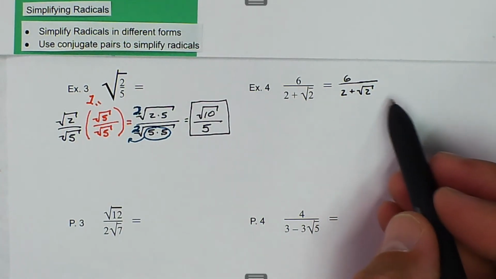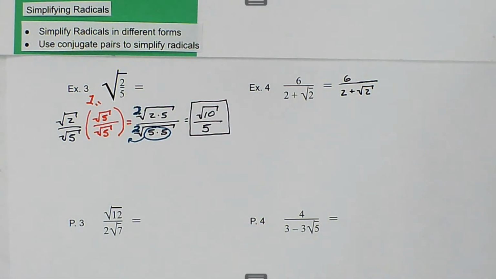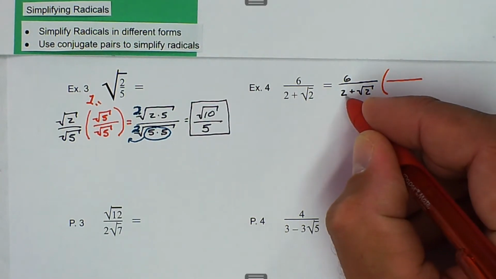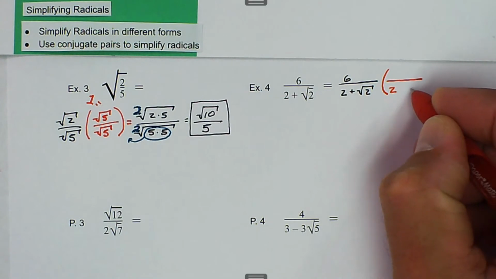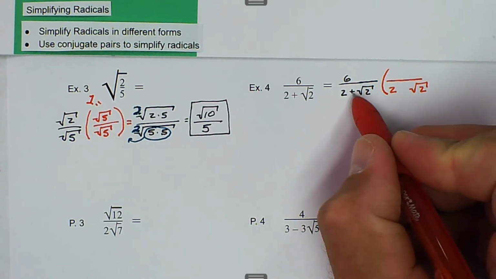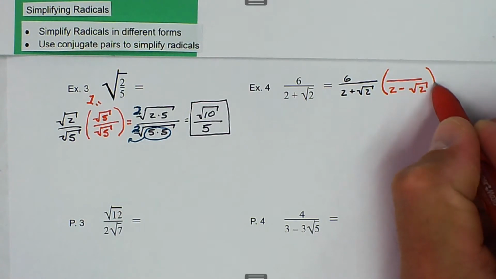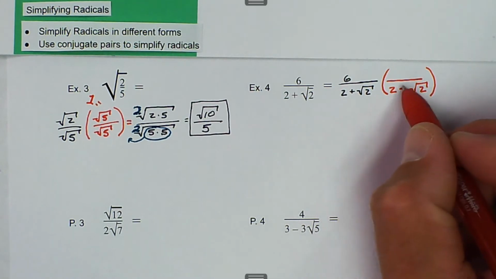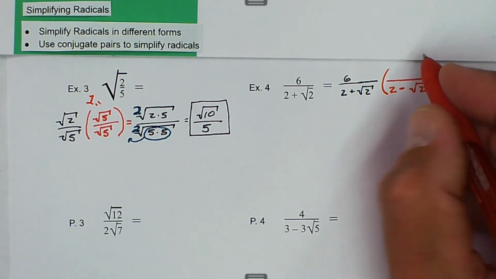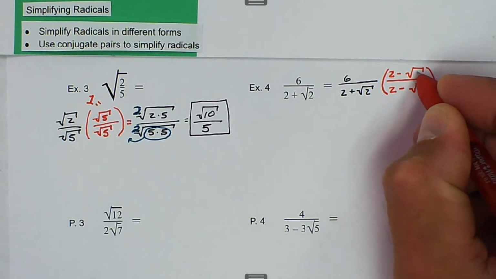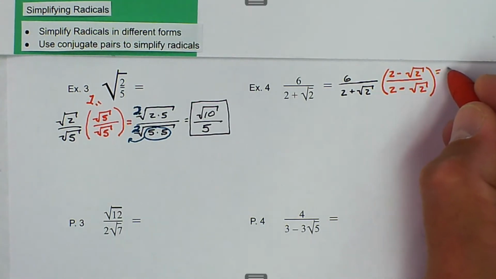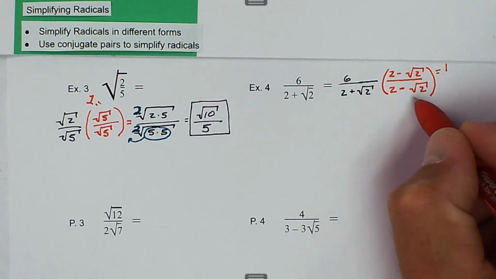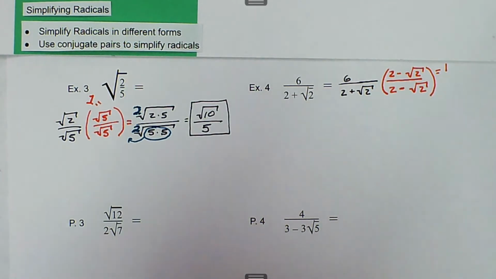Now, in order to get rid of this denominator, we have to multiply by the conjugate pair, which in this case is, we want to keep the terms the same. So we still have the 2 and we still have the square root of 2. Now we just have to change the sign. In order to not change the value of this original fraction, whatever we put in the denominator has to be the same in the numerator. So this is actually just equal to 1, right? 2 minus the square root of 2 divided by 2 minus the square root of 2. The value of that is just 1.